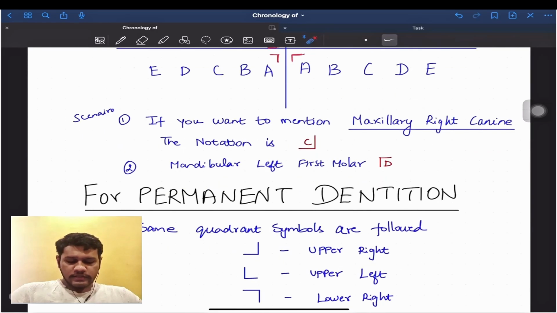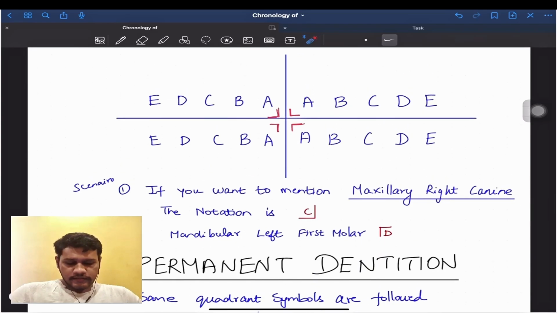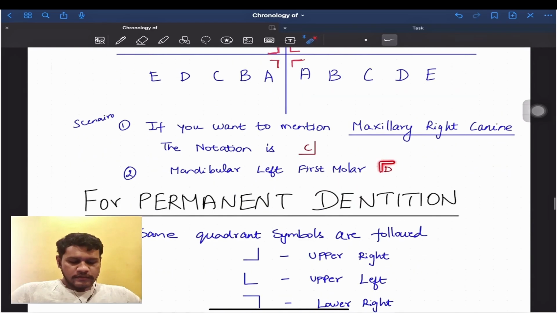Second scenario, if you want to mention mandibular left first molar, then you have to mention mandibular left. The angle is that, mandibular left in the sense this. See, this is the mandibular left or the lower left. So you use this angle. Then the tooth name D. D is for first molar.